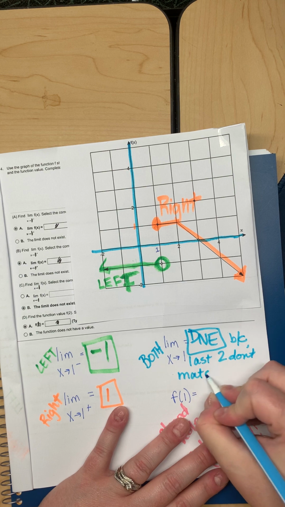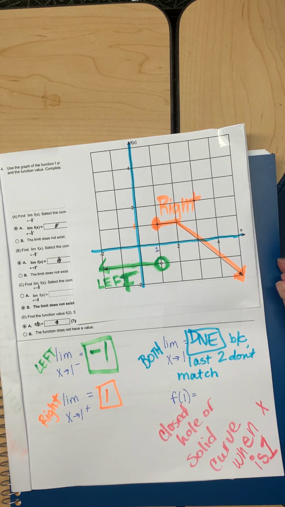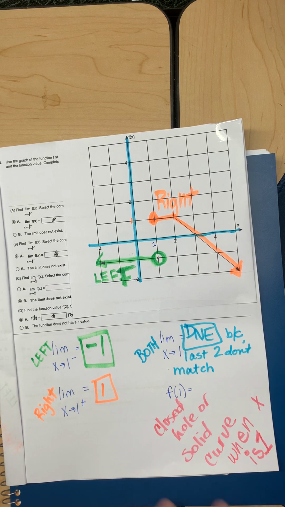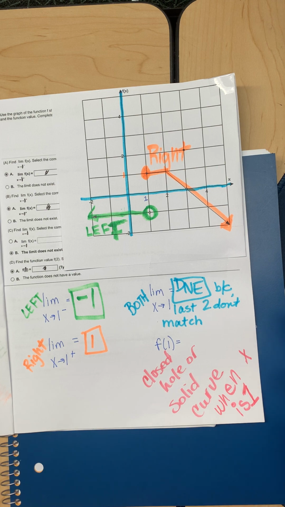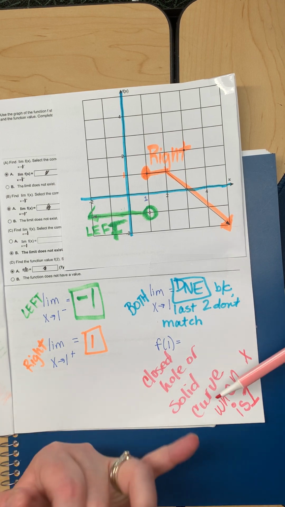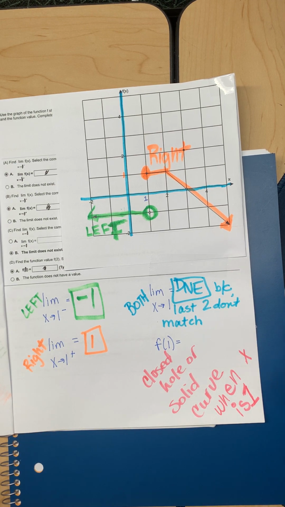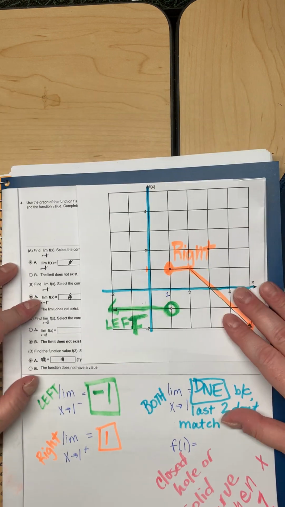If they did match, it would be like number 3 on the test review in the previous video. Okay, this last one says f of 1, and that means you either write down the y value from the closed hole or the solid piece of the curve when x is 1. So let's find when x is 1.